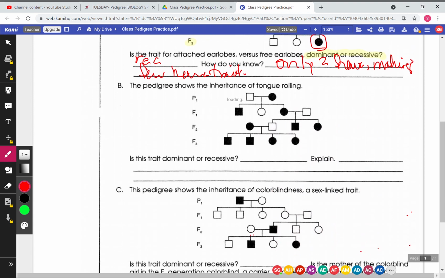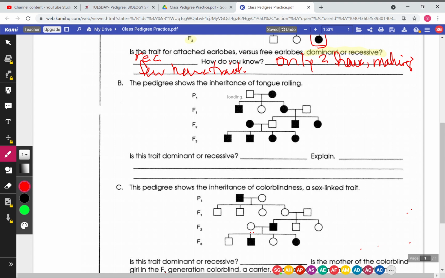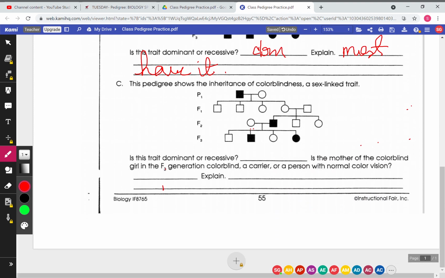Okay, the second one is going to ask the same thing. Dominant or recessive. Do you see how most of them have it? That's going to tell us it's dominant. Most have it. And then on the last one, it's saying, is it dominant or recessive? Again, very few have it, recessive. Another reason you know it's recessive is because the girl has it, and that's recessive. Remember, this is going to be colorblind and sex-linked, so it's going to be on the X.